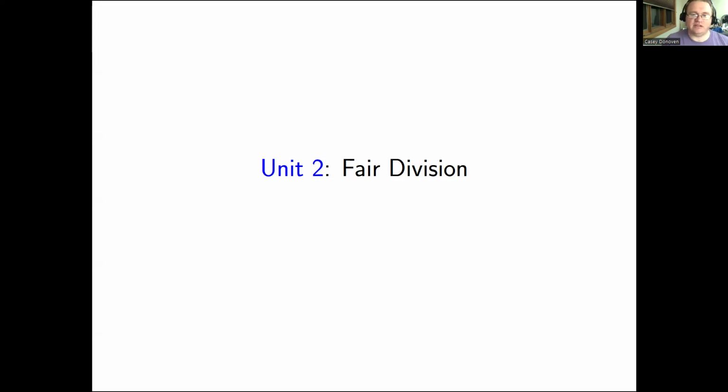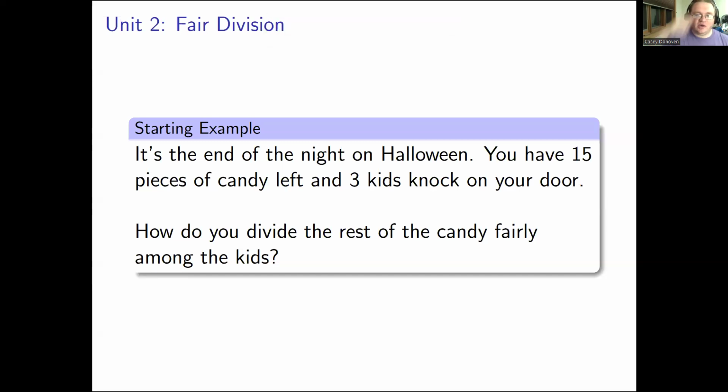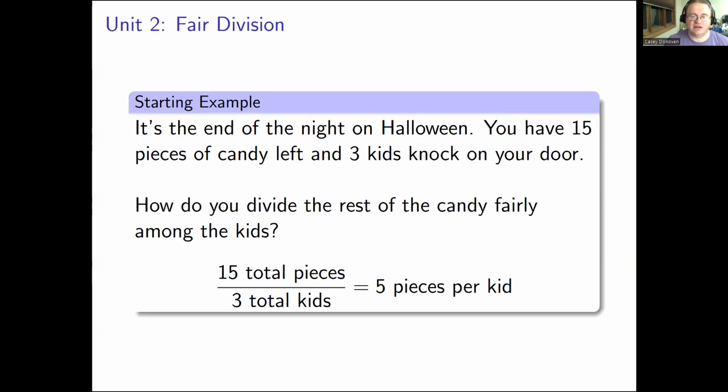We want to divide something up fairly. So to start with a rather silly example, let's imagine it is Halloween. We've got 3 kids knocking on our door, and we've got 15 pieces of candy left. We want to get rid of it all. How do we divide the candy fairly among the kids, assuming that each of the kids deserves the same amount of candy? Well, this is pretty easy. We'll just take our 15 pieces, divide them up among the 3 kids, and we'll give out 5 pieces per kid. That's relatively straightforward. We've divided it up fairly in the sense that each kid got the same amount.